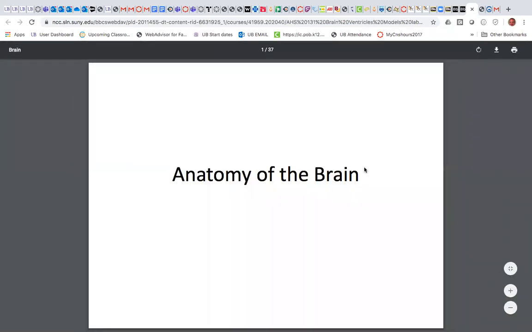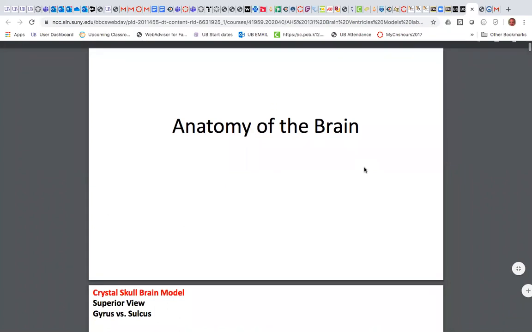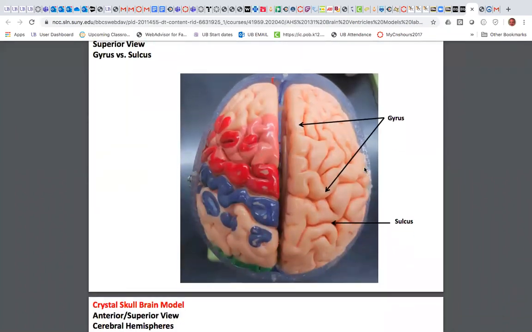Okay. And we'll finish up here with the anatomy of the brain, just reviewing some of the key elements. So when this is a bird's eye view looking down, you have these elevated portions that are called gyri or gyrus, and then you have the deeper valleys of the mountains that are called sulcus.